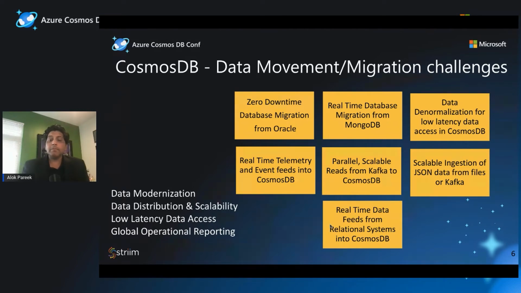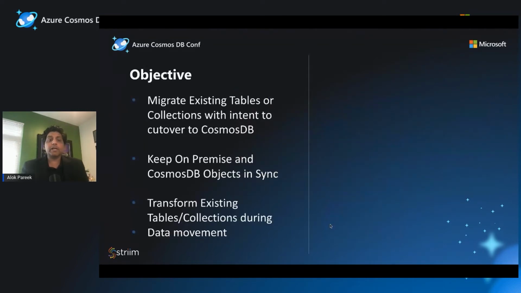Okay, so let me quickly get to how this is actually done. Typically the objective is, I want to migrate some existing tables or collections, let's say from Mongo, with an intent to cut over to the Cosmos DB database. The idea is that I may want to completely migrate or keep the two sides in sync. And along the way, there are transformation and denormalization capabilities that I want to introduce.